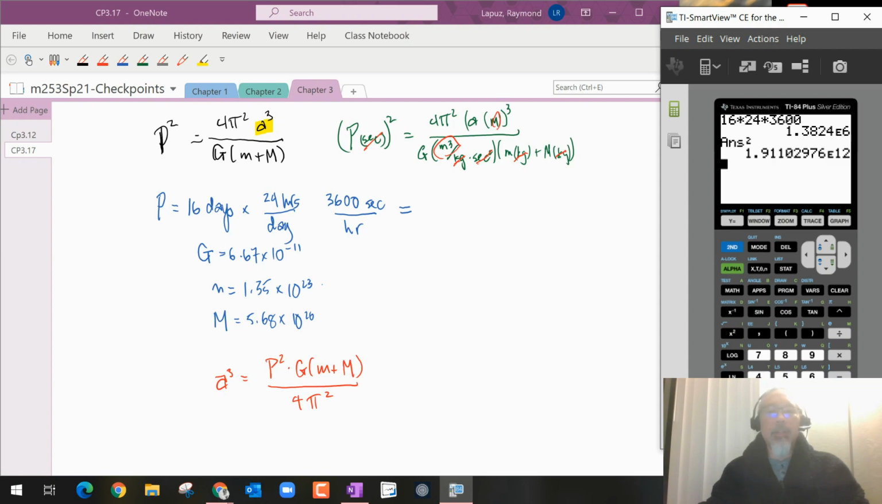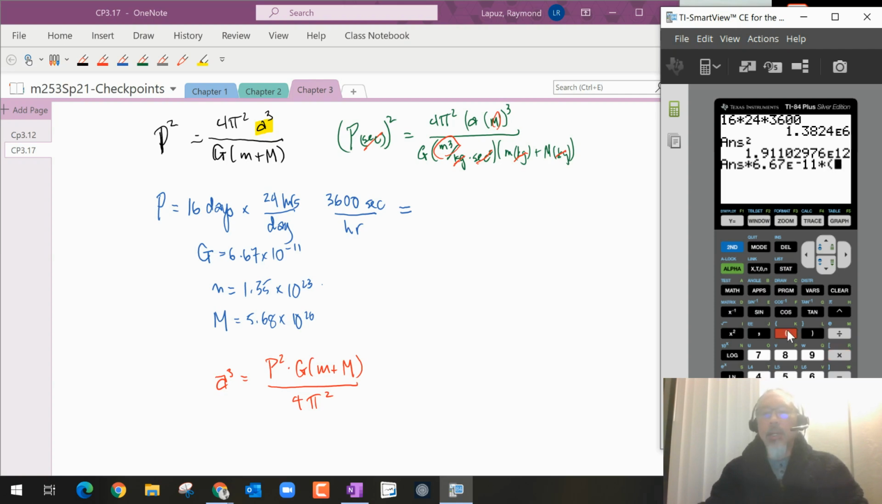So that gives P squared. And then we're going to multiply it by G times M plus m. So let's go ahead and multiply that times the gravitational constant. That's 6.67. And I'm going to use this notation. This second function and the comma gives you the E notation, which means it's going to be an exponential or scientific notation. And we just put the power, which is -11, and that gives us our gravitational constant.